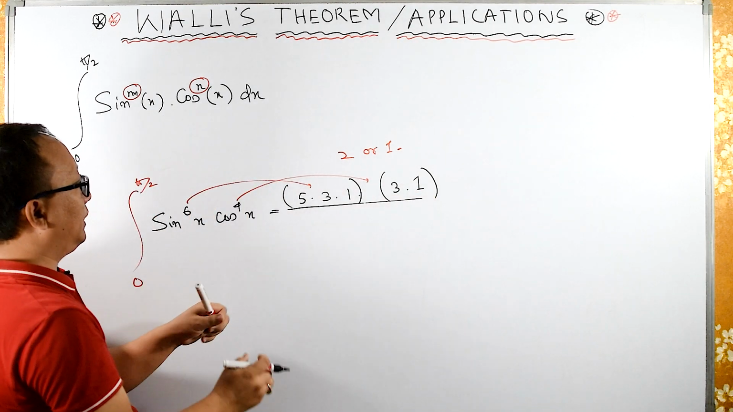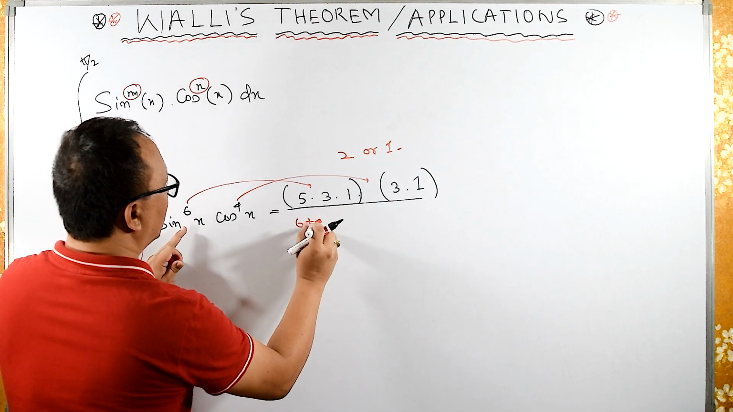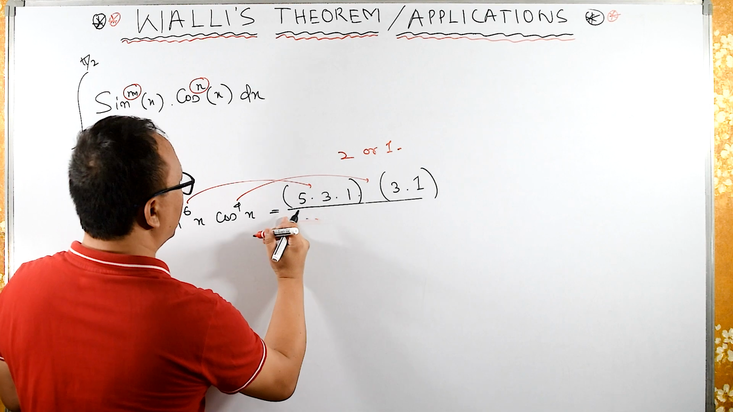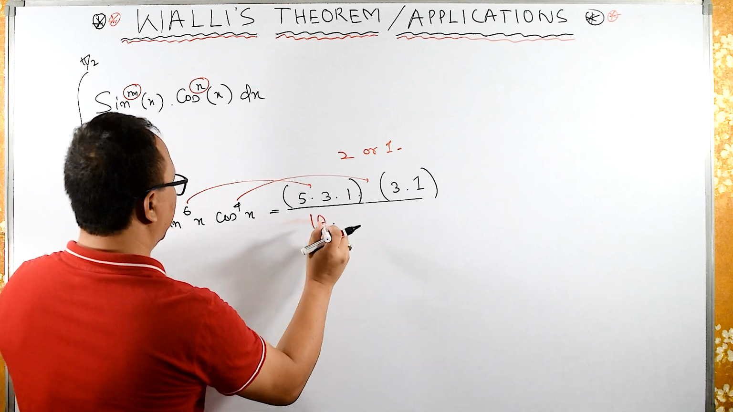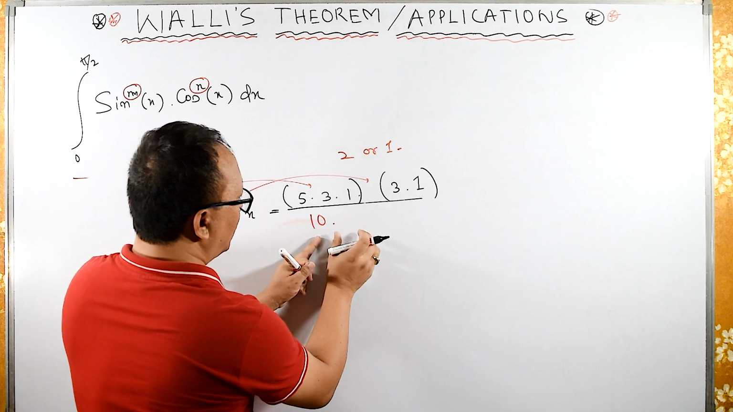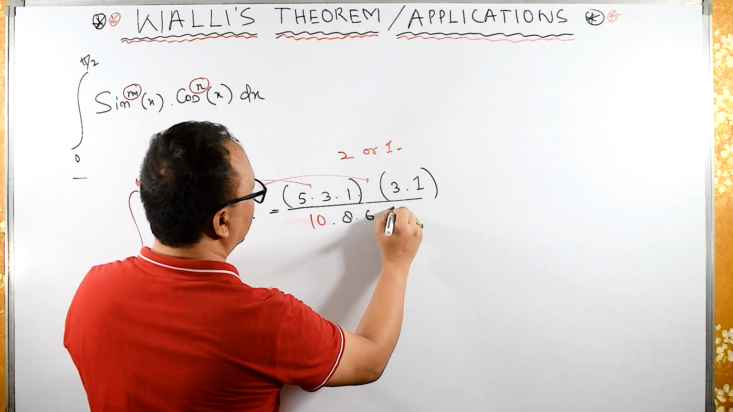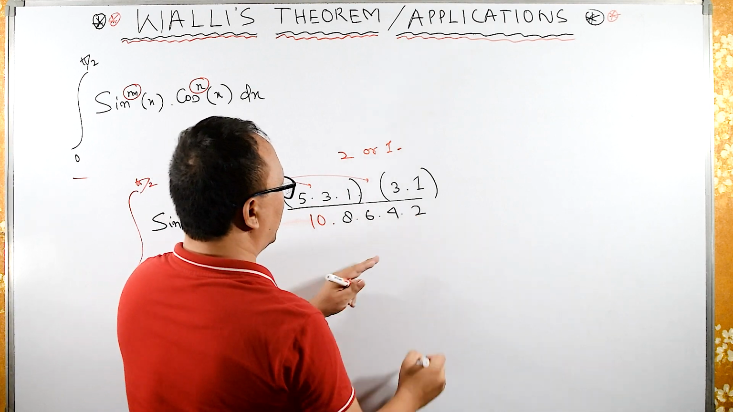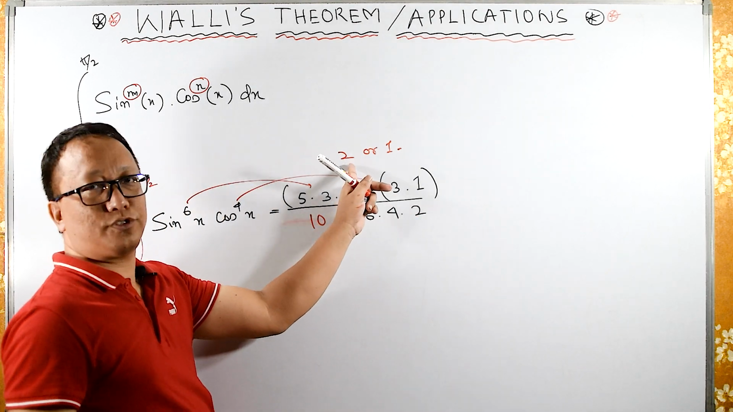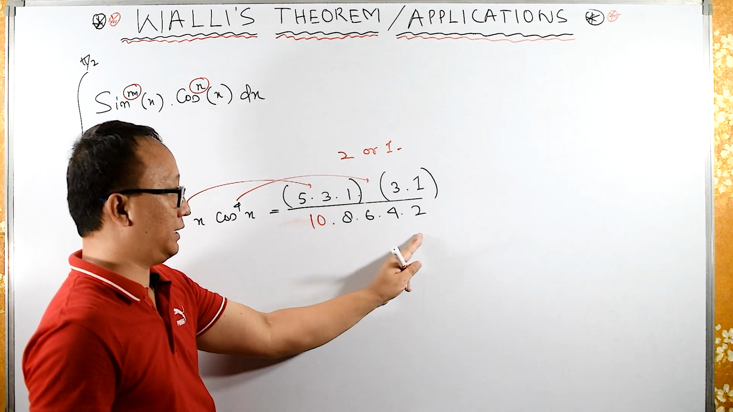For the denominator you add these two, you add this 6 plus 4. What is 6 plus 4? I have 10. So from here, the same process: you decrease 2 successively, then I will get 8, 6, 4, 2. Now similarly you have to stop, either you have 2 or 1. So I am having 2 here, I have to stop here.